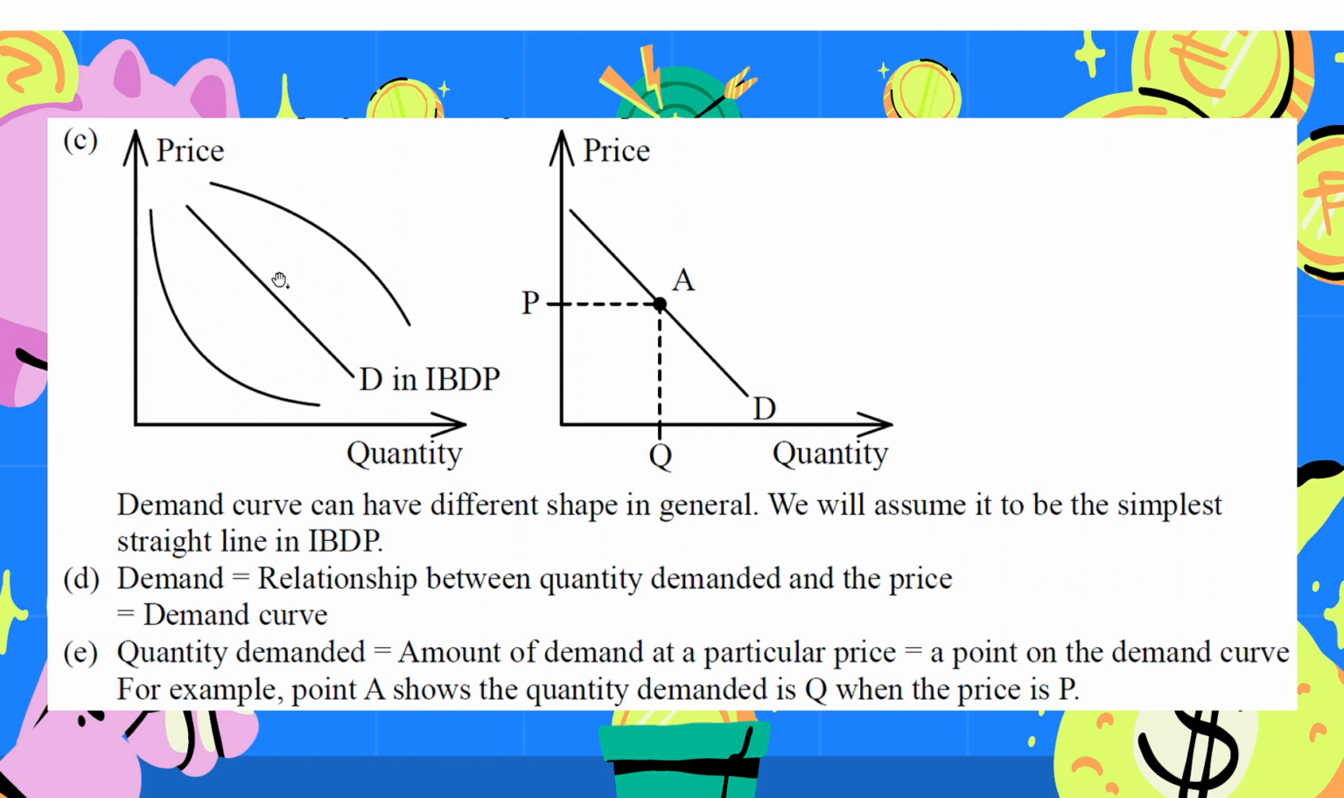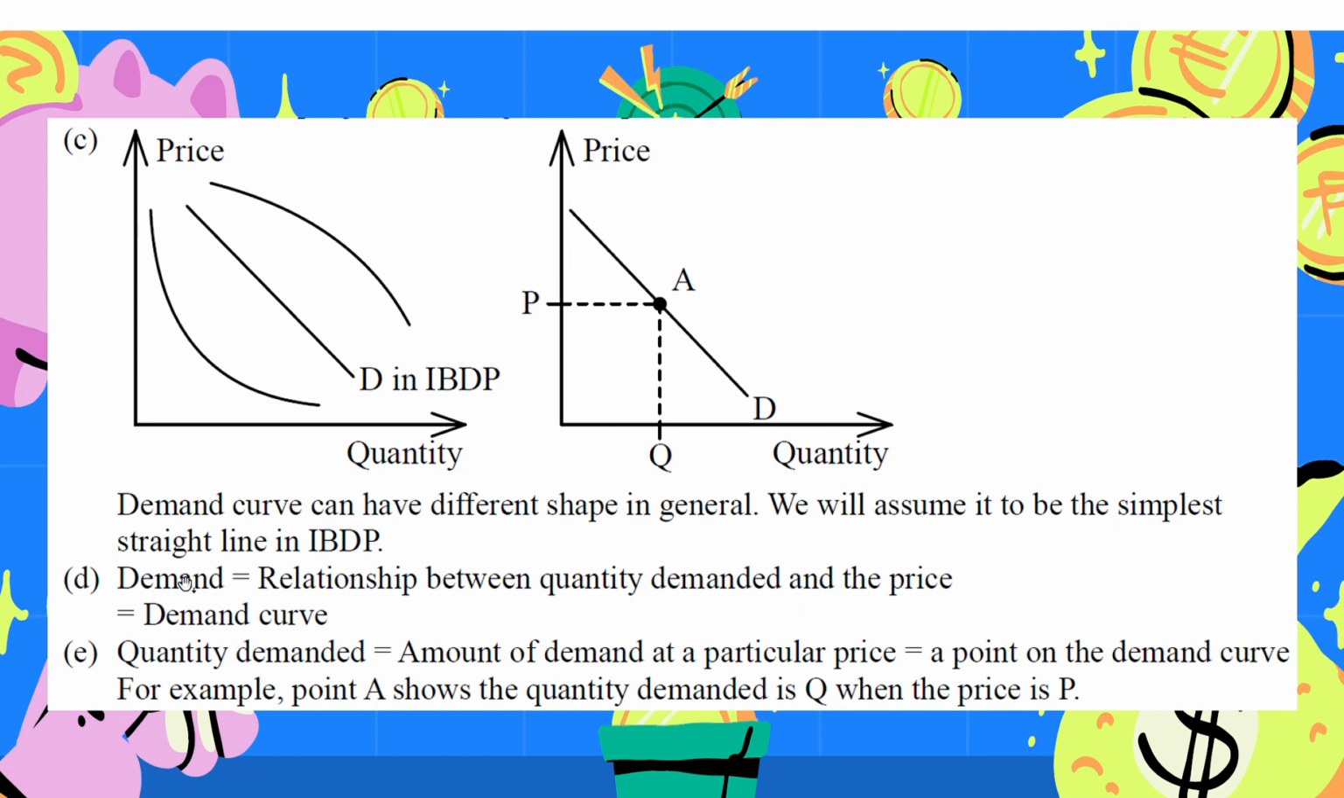We know that the price and the quantity should be negatively correlated, but whether it is a curve or a straight line, we don't know. But in IBDP, we don't want to talk about curves too much, too much mathematics. So we choose the simplest one, which is a straight line. Demand curves have different shapes in general, but we will assume the simplest straight line in IBDP.